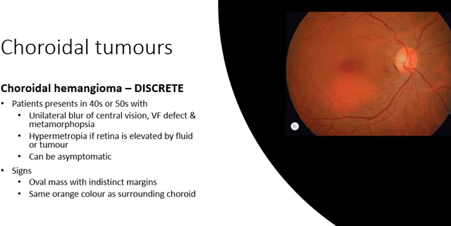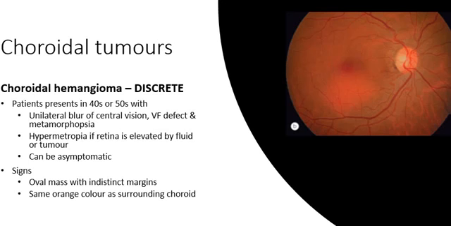So let's take a look at choroidal tumours now. We've already talked about choroidal nevi, and we've talked about choroidal melanomas. In this section I'm going to tell you about hemangiomas, melanocytomas and metastatic tumours. We'll start with these choroidal hemangiomas. These are vascular hamartomas, we call them, and they're present in two distinct forms. They can be either a discrete or a diffuse form.